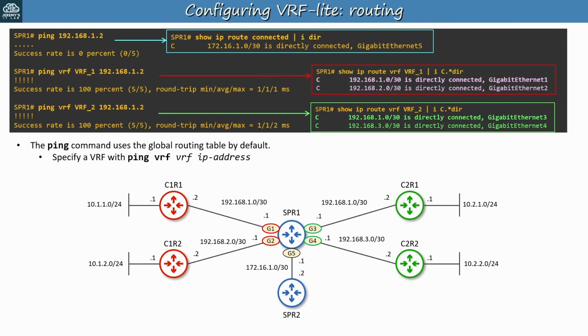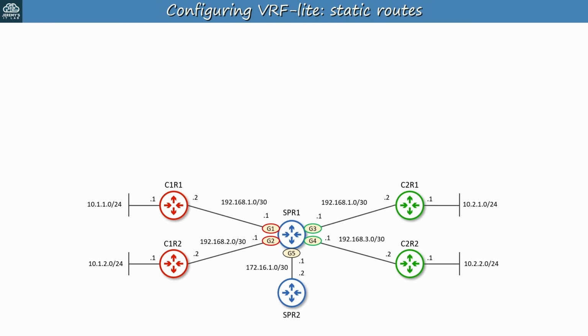Now let's configure routing to enable C1R1 and C1R2's internal LANs to communicate with each other, and same for C2R1 and C2R2. To enable C1R1 and C1R2's LANs to communicate, let's configure static routes on SPR1. Of course, C1R1 and R2 need routes to each other's LANs as well, but I won't show those routes here. They're just regular static routes. Let's focus on SPR1, which is using VRF.